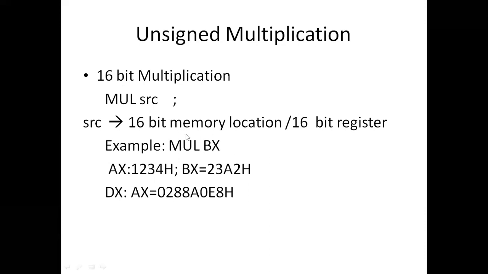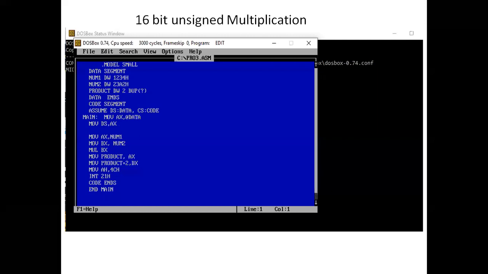In case of unsigned multiply or signed multiplication, a few flags are affected. One is the carry flag and another one is the overflow flag. So the carry flag and overflow flag are affected in case of multiplication. Now we'll see the execution part.